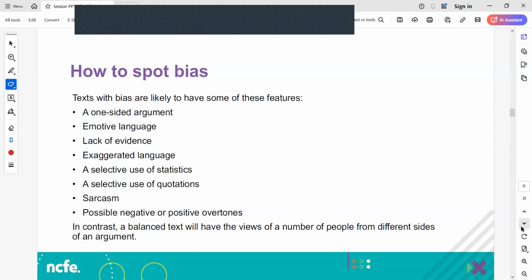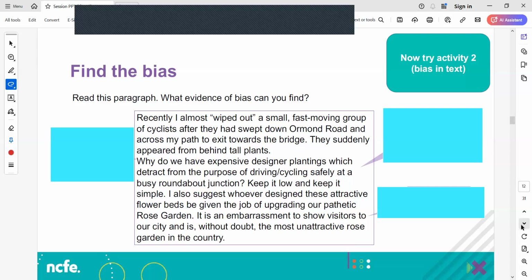So, any questions? No. Okay. So, we've got a short text here. What evidence of bias can you find?